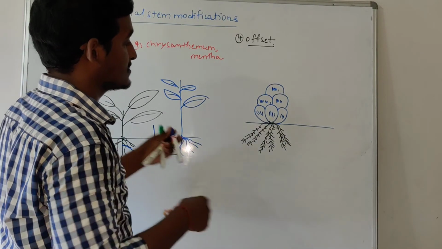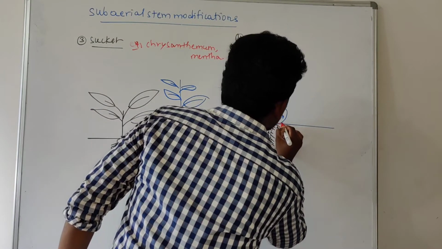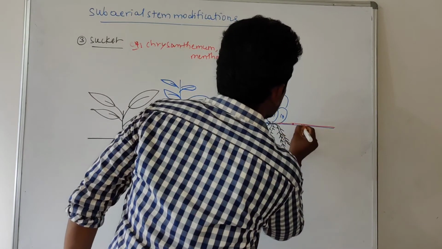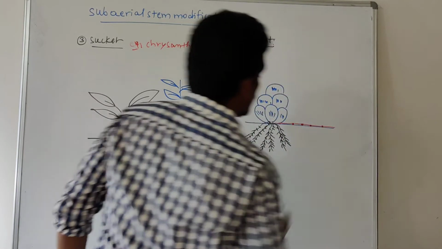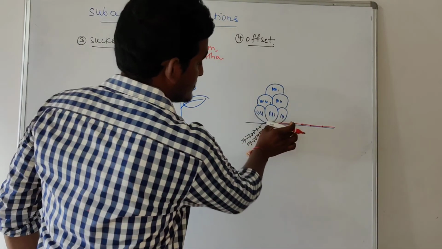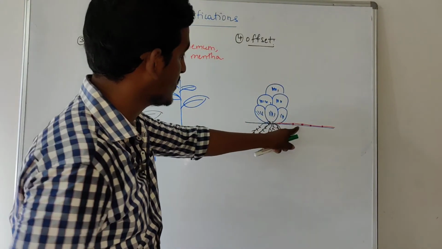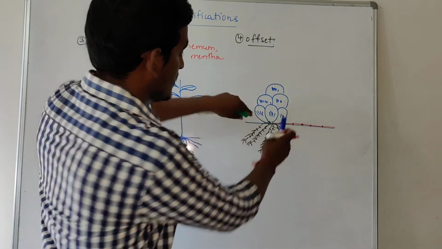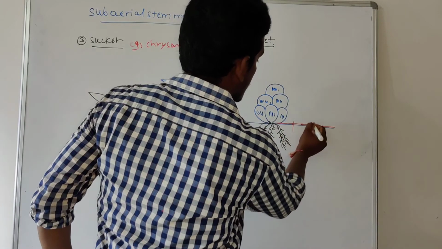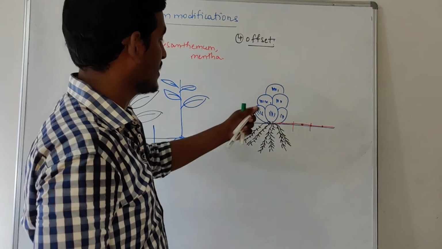Here it produces various branches. These branches grow with nodes and internodes. Between two nodes is called an internode. In the lateral branch, one internodal length is called an offset. Up to here it produces one offset, and again here it will produce another offset. That lateral branch, one internode in length, we call an offset.